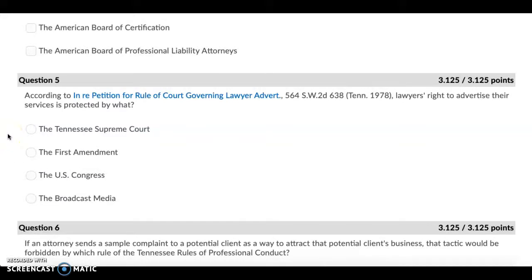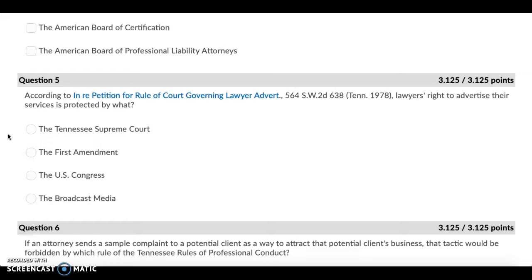Today, I'll be doing my quiz review over this question. Essentially, we have this case, and the question says, according to this case, according to the decision and the reasoning for that decision, according to that information, lawyers' right to advertise their services is protected by what?